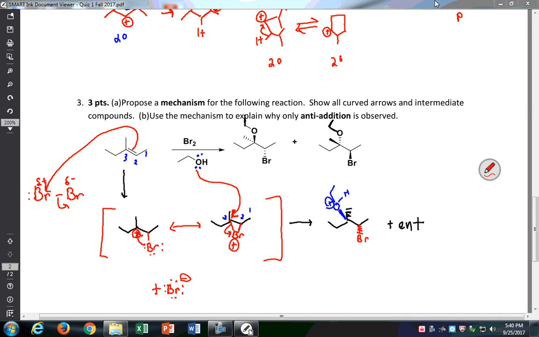So the last step is going to be deprotonating our alcohol. And what's likely going to deprotonate it is another molecule of alcohol, just because we have so much of it, and also Br minus is pretty stable. Because remember, that's why HBr is a strong acid. So it's more likely that our alcohol, another molecule, will come in.